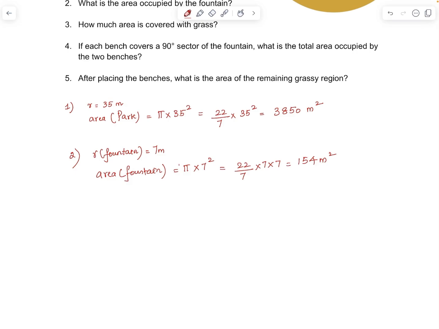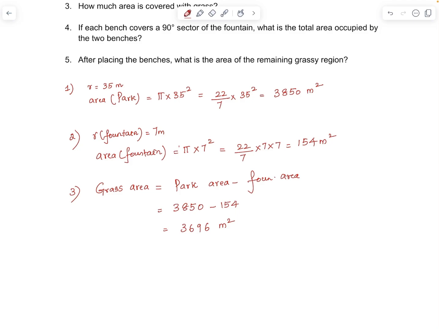Question 3. How much area is covered with grass? As of now, the grass area is the park area minus the fountain area. Park area is 3850 minus 154, which gives us 3696 meter square.